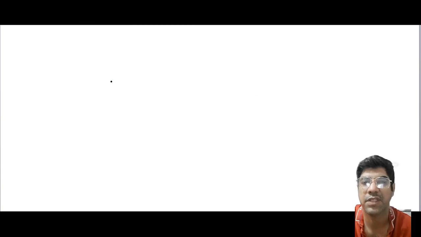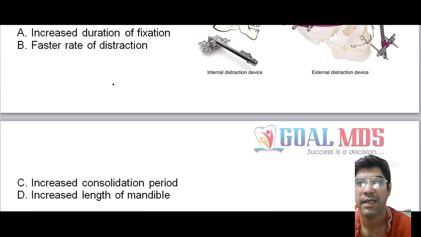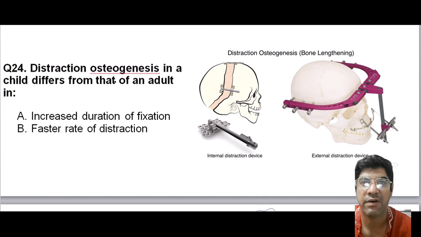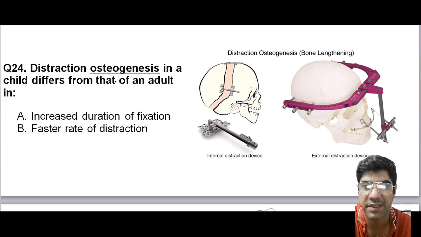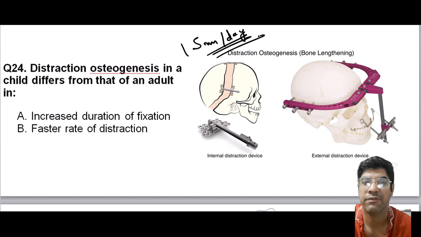Distraction osteogenesis in a child differs from that of an adult, that is, the faster rate of distraction. In children, distraction osteogenesis can proceed at a faster rate due to their robust healing response. Distraction can be initiated immediately, and the rate can be rapid, typically around 1.5 mm per day. So the faster rate of distraction will allow quicker bone formation.